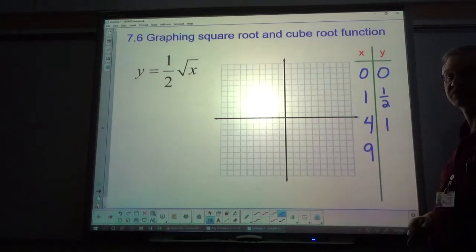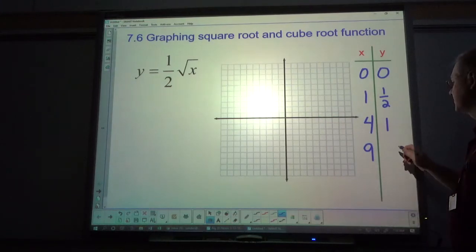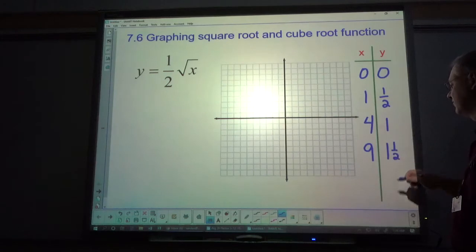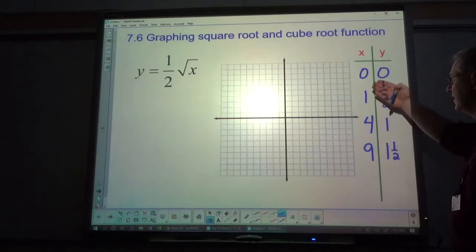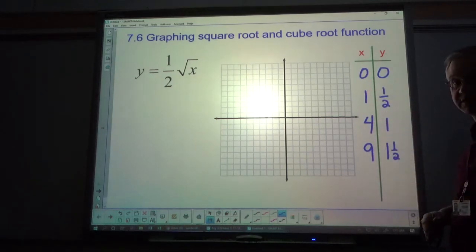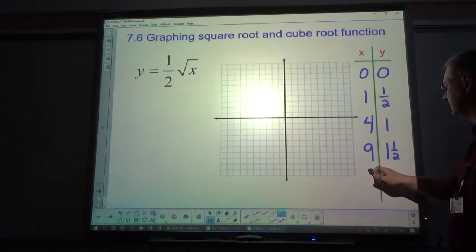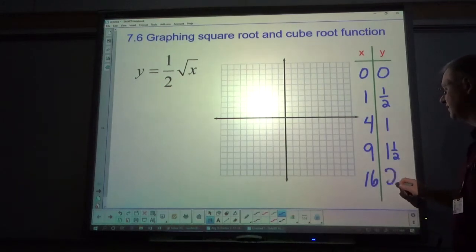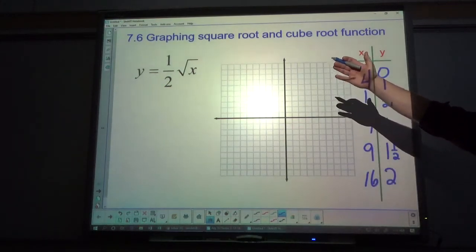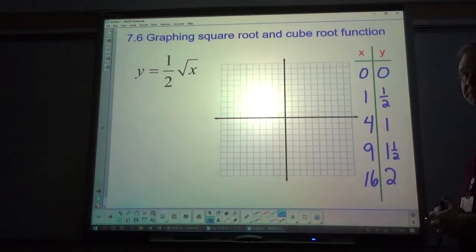9 is the next perfect square. The square root of 9 is 3. And 3 times a half is 1.5. You can see this side is progressively going up linearly, and this is going up exponentially. I think that's exponentially. 16 is the next number, which is going to be off my graph, and that's only going to be square root of 16 is 4 times a half is 2. So you can see that really I'm only going to put what's fitting on my graph for the most part.